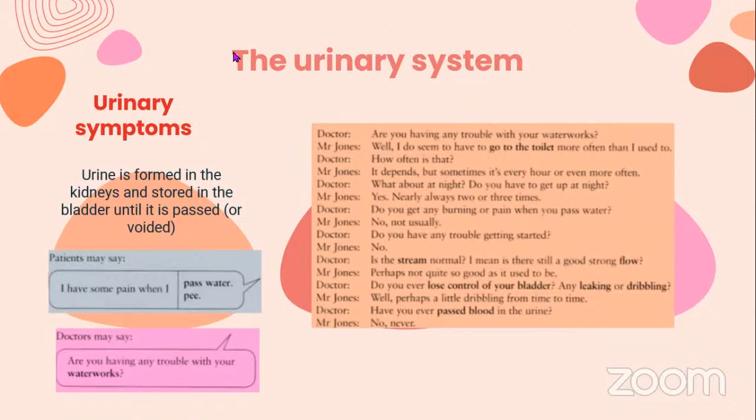Okay. Thank you so much. As you can see, we're talking about the urinary system. Urine is formed in the kidneys and stored in the bladder until it is passed or voided. Patients may say, I have some pain when I pass water or when I pee. And doctors may say, are you having any trouble with your waterworks? Do you have any other way to ask questions to your patients?